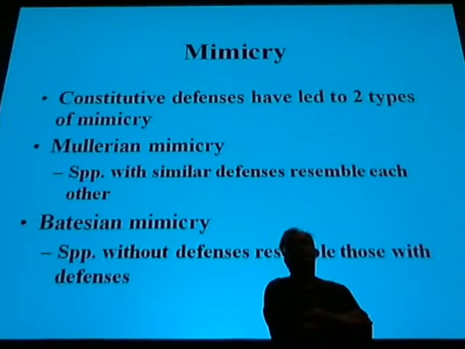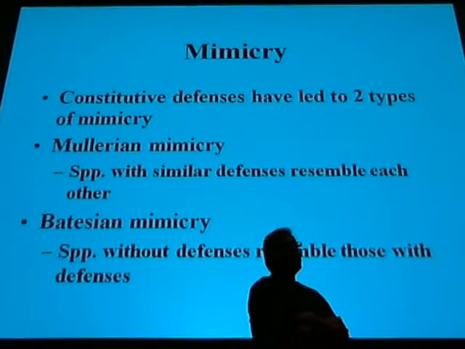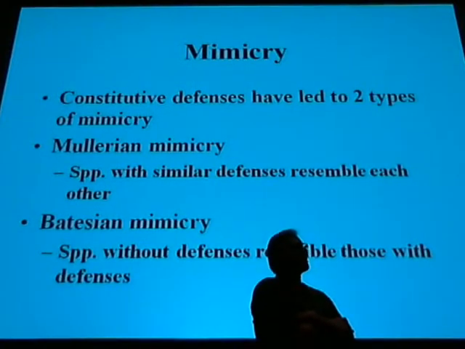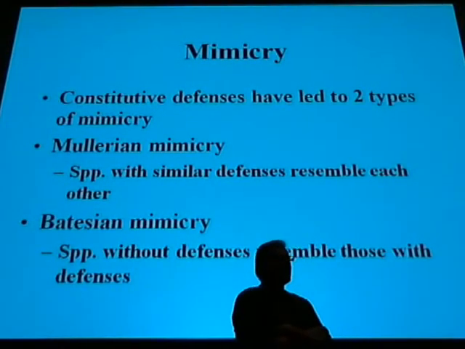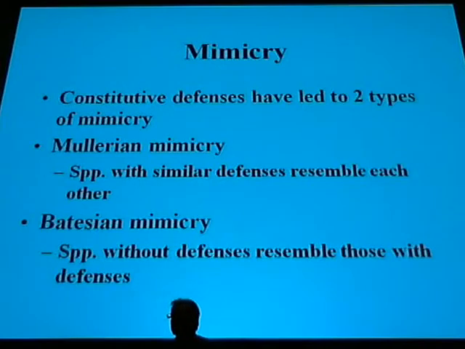But to persist, what? Anyone? It's got to be rare. So Batesian mimics are not abundant. They make it out in the margins, in the fringes. The minute they get too abundant, it doesn't work anymore, does it?